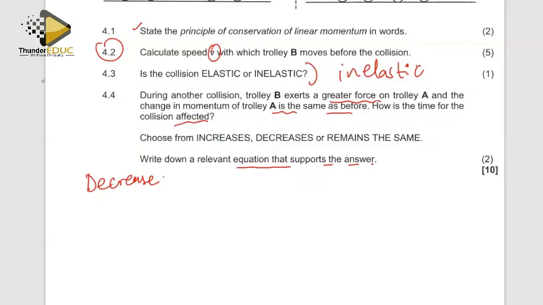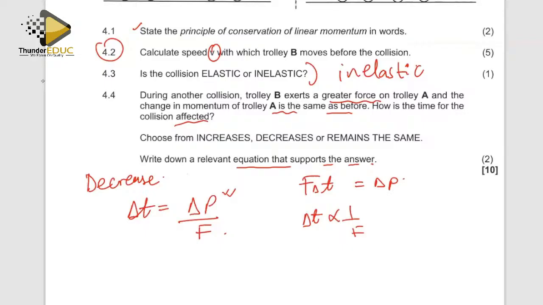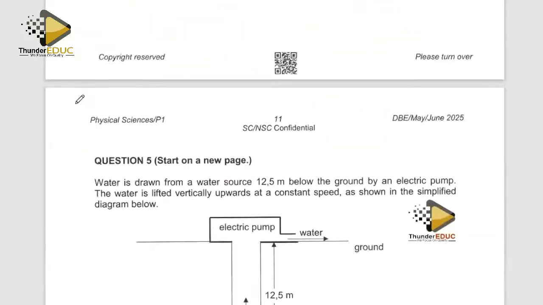So we know that force multiplied by delta T should give us the change in momentum, the impulse. Then delta T is the change in momentum over the force. The change in momentum is the same for both, whether A to B or B to A. So if the force is greater, the time must be smaller, because time is inversely proportional to the force. So this is decrease, and this formula is perfect enough. That is 4.4 and question 4 as a whole.